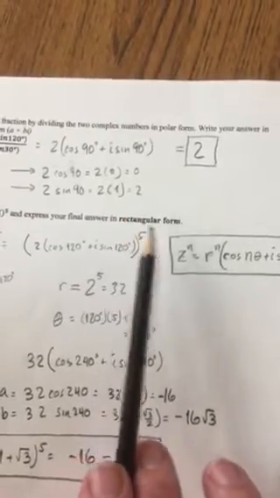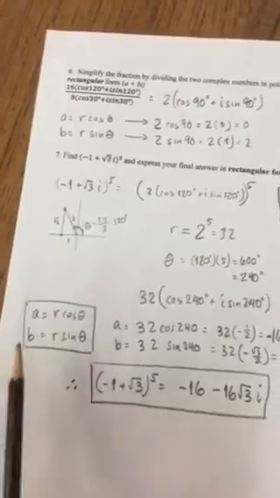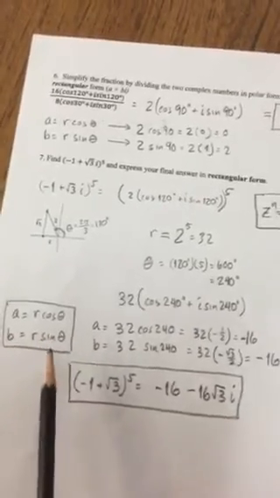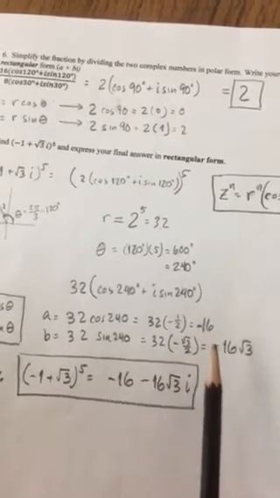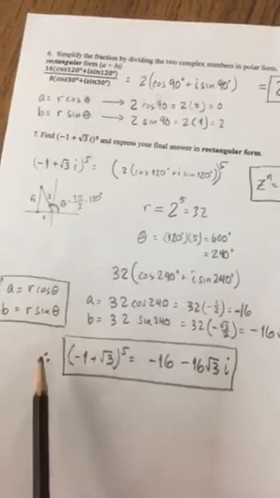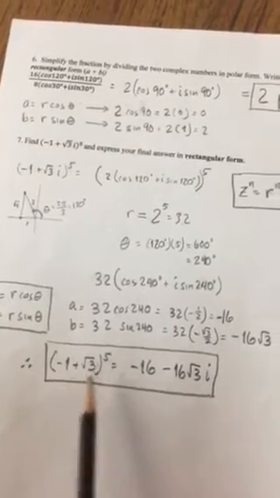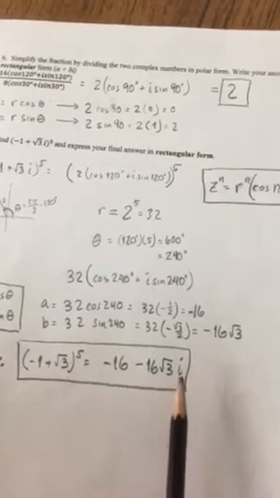And since I'm supposed to put that into rectangular form, once again, I'll use A as our cosine theta, B as our sine theta, and multiplying those numbers out, I get negative 16 for A, negative 16 root 3 for B, and so my number finally, therefore, when I raise it to the fifth power, is equal to negative 16 minus 16 root 3 I.